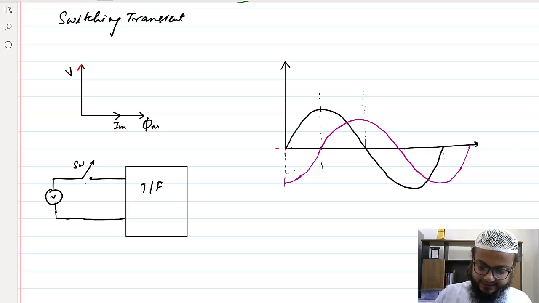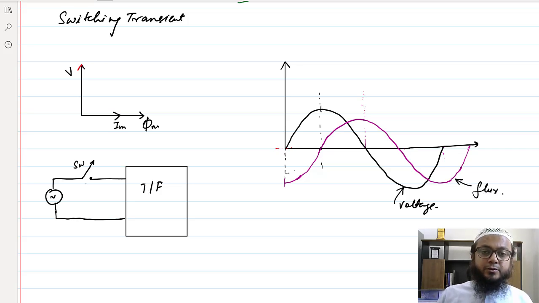So let's say this black one is the voltage waveform and this is the flux wave. The switching transient arises when we are connecting the transformer to the supply voltage. The instant, the point on the wave at which we turn on this switch, decides the severity of this switching transient.